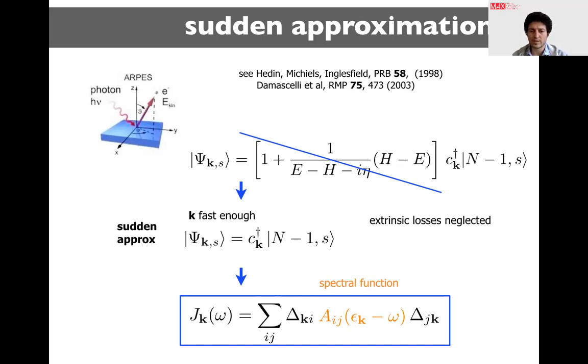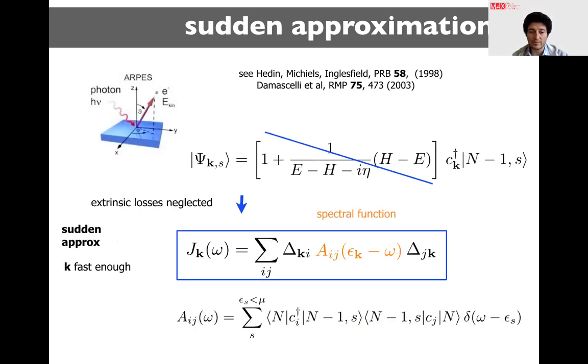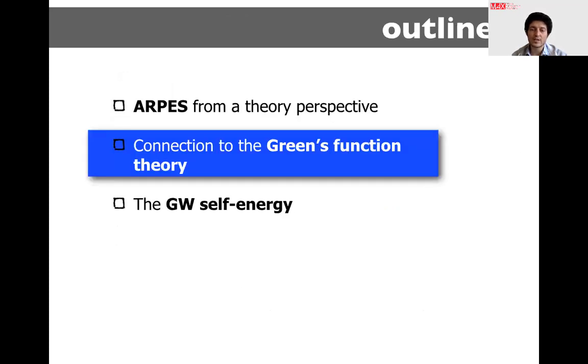And by this approximation, we can basically rewrite the photocurrent in this form, where this quantity highlighted in orange is the so-called spectral function that, as I'll discuss later, can be written in this form. So it's basically a matrix element involving excitations at N-1 electrons. Okay, so this is what we would need to describe the photoemission experiment.